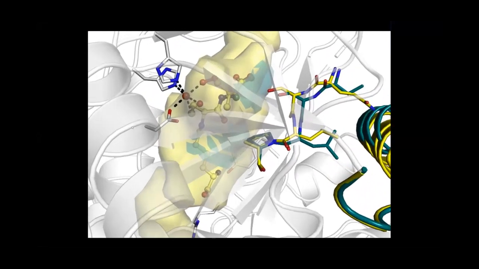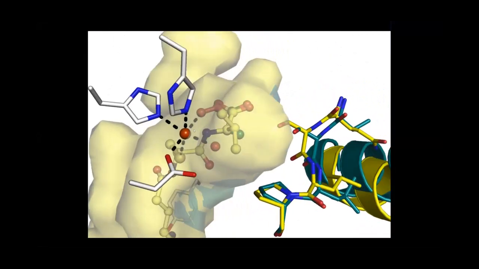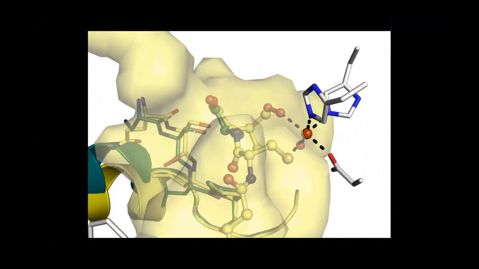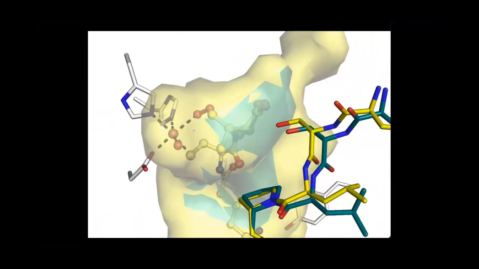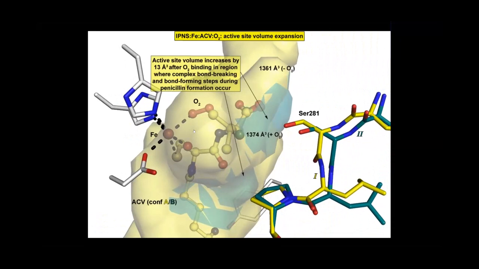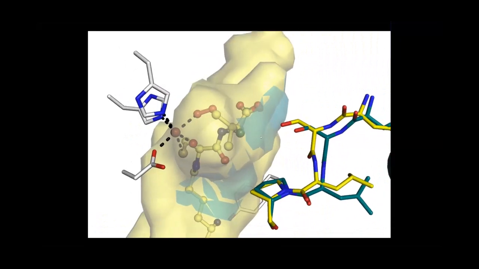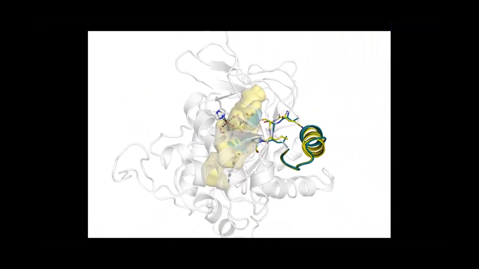After turnover, we have this order again, and the tyrosine 91 is pushing the helix back to its ground state structure. So we see the ground state structure in the product complex.